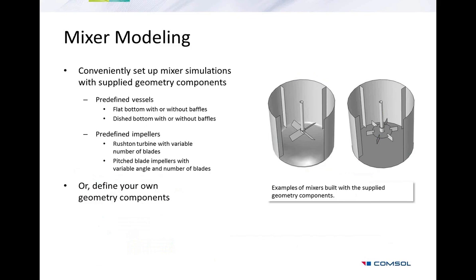A convenient way to set up a mixer simulation is to use the supplied geometry components in the model library file modular mixer geometry. I will show you this in the demo. The file contains subsequences for building flat and dished bottom vessels with or without baffles and two types of impellers, the Rushton turbine and pitched blade impellers. In case the supplied geometry components don't fit your needs, you can always define your own components.